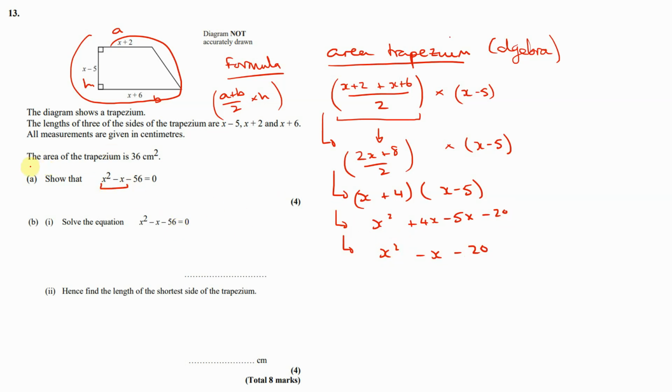We now need to use this bit. Well, the area is told to be 36. Well, this is the area because we've just used the area of trapezium formula with the length they've given us in terms of x.